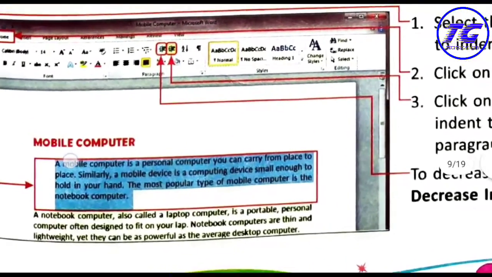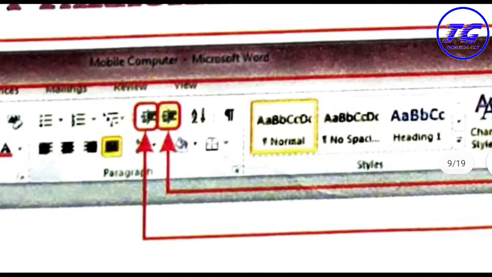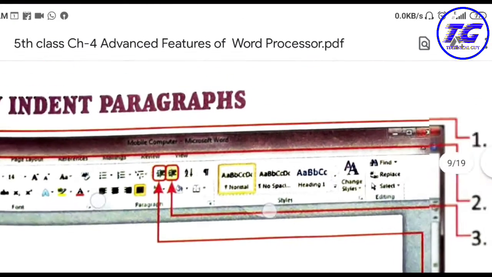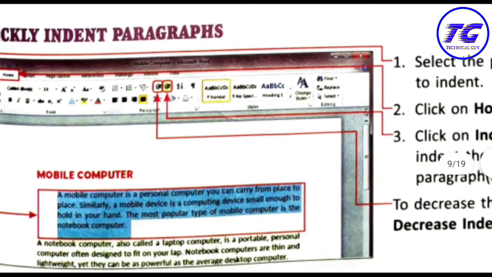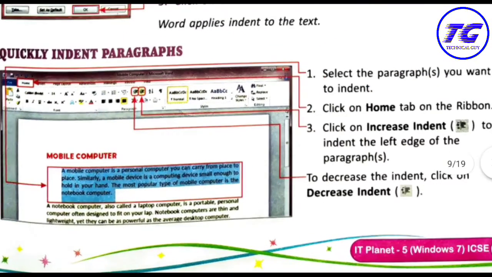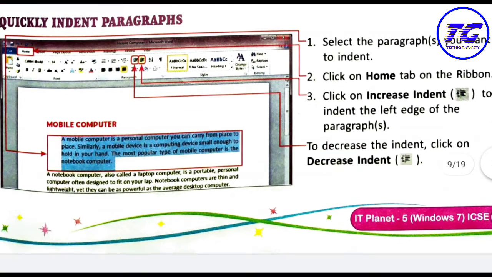So in the paragraph option under the home tab, you have these two buttons also. The first button is for increasing the indent and second is for decreasing the indent. If you want, you can directly select the paragraph, click on the increase indent button. It will increase the margin from the left side. Similarly, you can click on the decrease indent. It will decrease the margin from the left side.